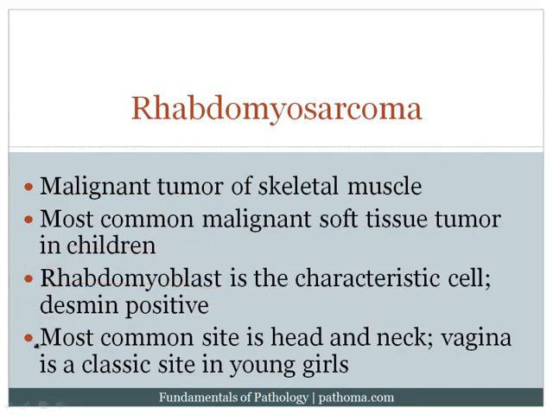The most common site is the head and neck. However, in a young girl, especially around the age of 5, the vagina is a classic site. And remember, we talked about a disorder in the gynae lectures called sarcoma botryoides, which I told you at that point was also an embryonal rhabdomyosarcoma. This was the young girl with a grape-like mass protruding from the vagina.